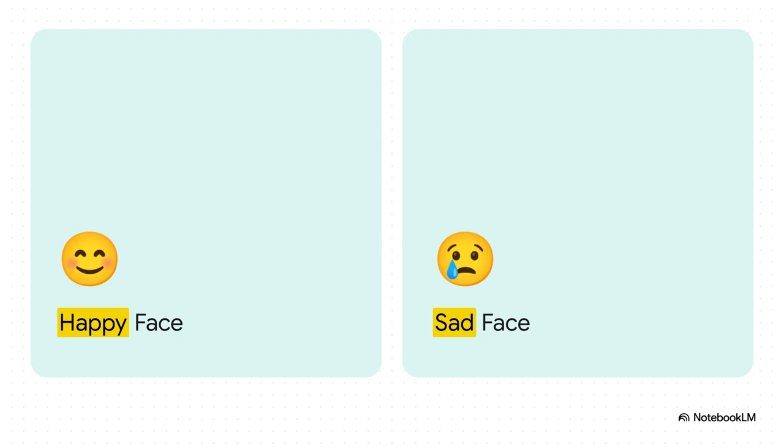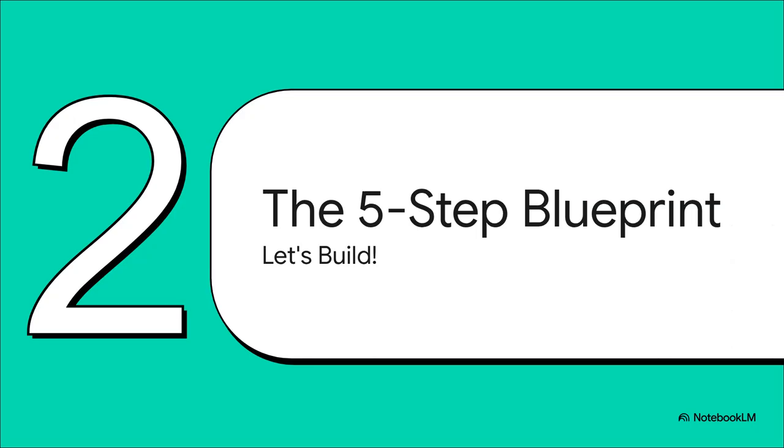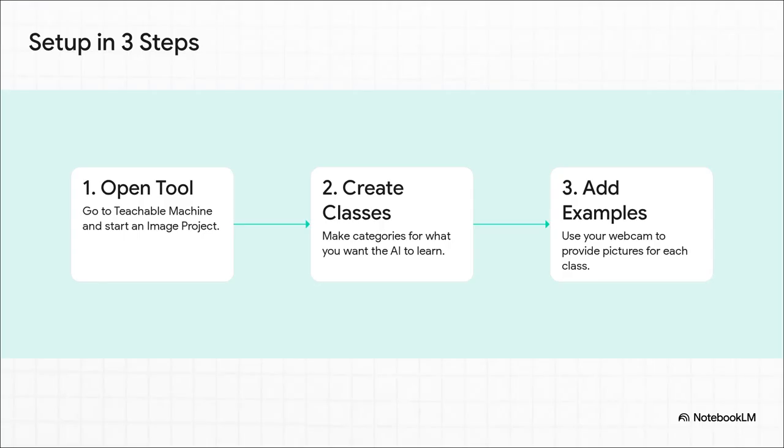How cool is that? All right, enough talk, right? Let's actually get our hands dirty. I'm going to walk you through a super simple 5-step blueprint. It's a straight shot from here to having your very own working AI model. So the first 3 steps are basically just the setup. First thing, you're going to go to this awesome free tool from Google called Teachable Machine. Once you're there, you'll click Get Started and create what they call classes. Don't worry, we'll get to that. Then comes the fun part. You get to feed it the data just by taking pictures with your webcam.